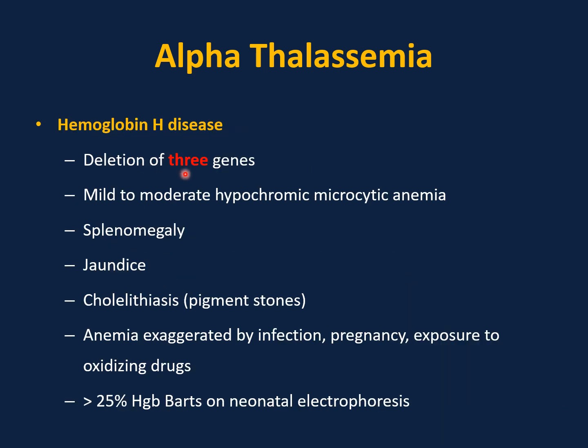Deletion of 3 alpha globin genes will present with a severe form of alpha thalassemia, hemoglobin H disease. This may present with mild to moderate hypochromic microcytic anemia associated with splenomegaly, jaundice, and gallstones. The anemia is usually exaggerated by infection, pregnancy, or exposure to oxidizing drugs. Regular electrophoresis will be normal. If you do electrophoresis in the neonatal period, it may show more than 25% of hemoglobin Bart. So this form of the disease will not be missed because of the severity of the symptoms.